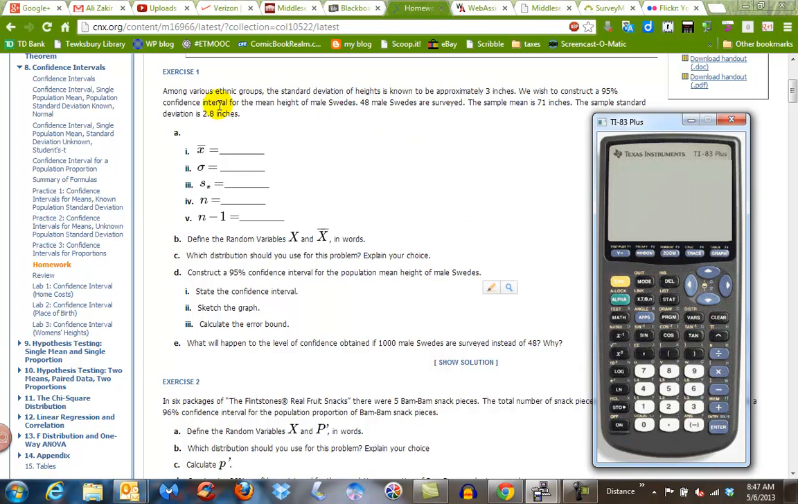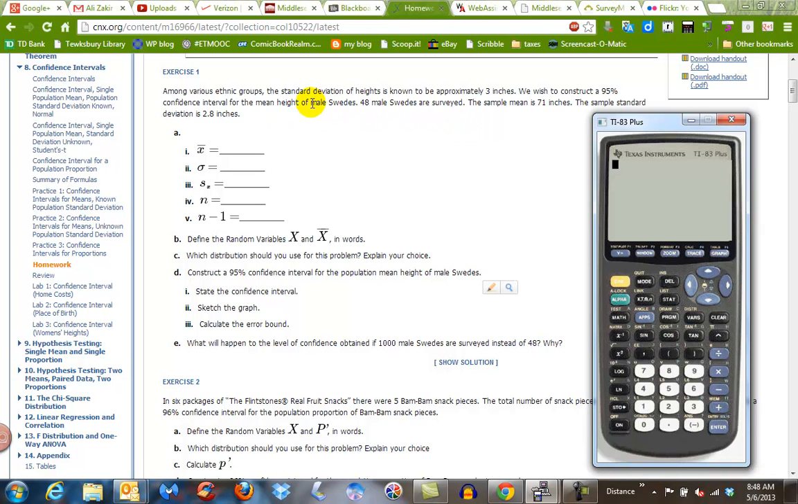All right, so with the first problem here, we have a standard deviation of heights. We're talking about heights, and they're giving us means. So we can either do a z-test or a t-test, a z confidence interval or t interval, depending on what we know. If we know sigma, the population standard deviation, then we would do a z interval. If sigma is unknown, then we would use a t interval.